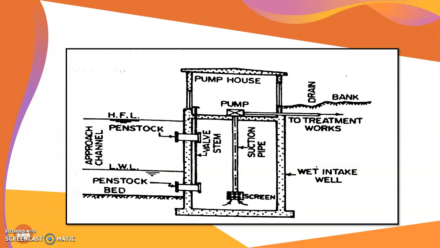When the water goes below that, the bed penstock or the lower penstock is utilized. The lower penstock is generally located much below the lowest water level so that water will be available. This water enters this structure, from where it is lifted through the suction pipe, at the bottom of which a screen is placed to avoid the entry of any large or floating particles, and then it is conveyed to the treatment works with the help of a rising main.